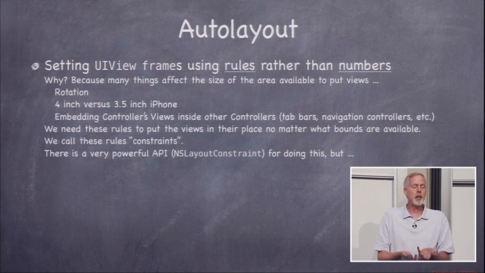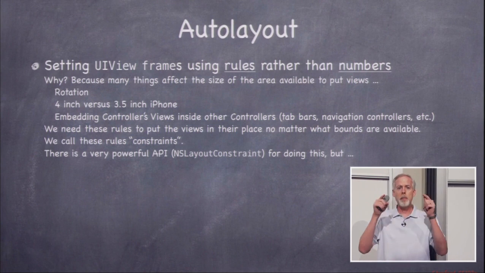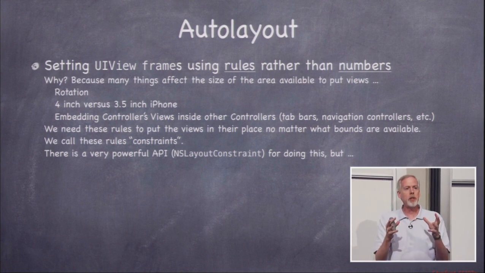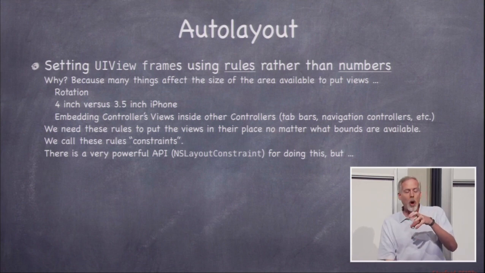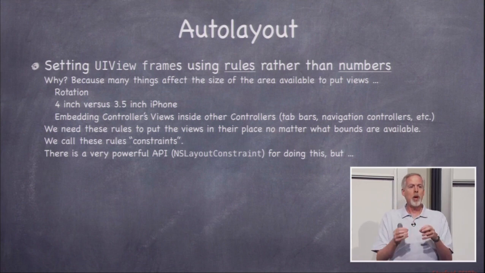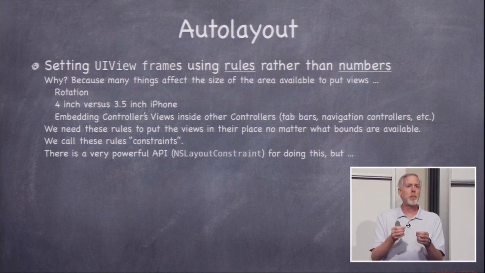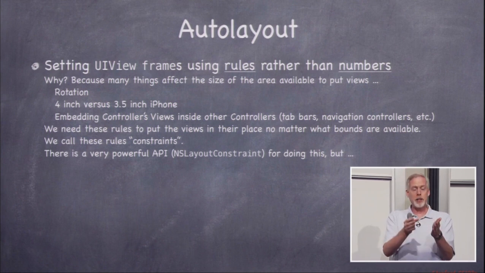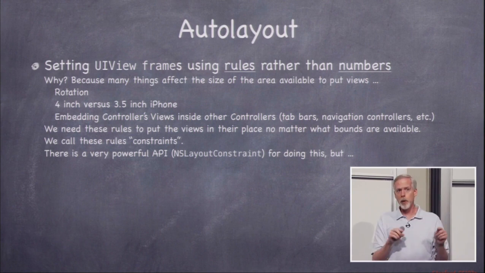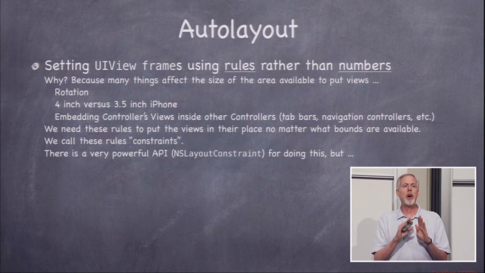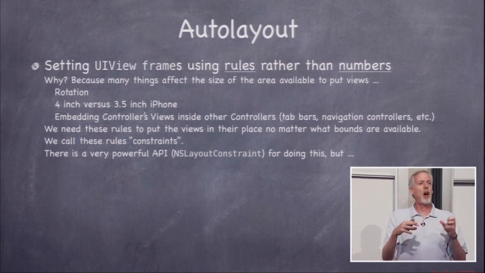Okay, now why do we want to specify these frames as rules instead of as numbers? Because sometimes the bounding rectangle that contains all our views is changing, either because the device rotated, we're on a tall iPhone versus a short iPhone, we're embedded inside of a navigation controller or not, we're in a tab bar or not, we're on an iPad in some popover controller view or something like that. There's a lot of reasons that our bounds would change size. So we want to build our views so that what's inside of them adjusts automatically, okay?